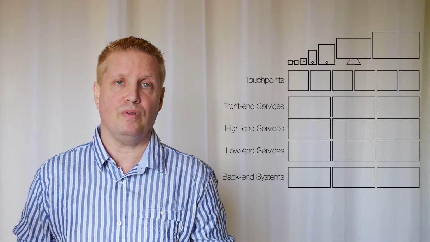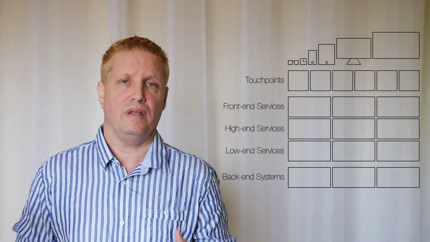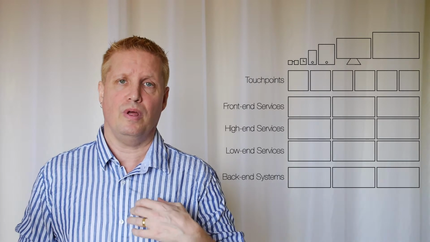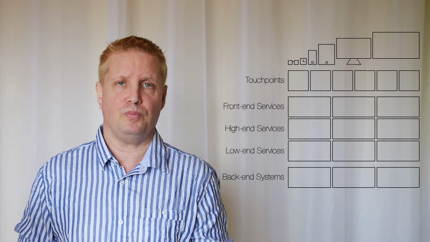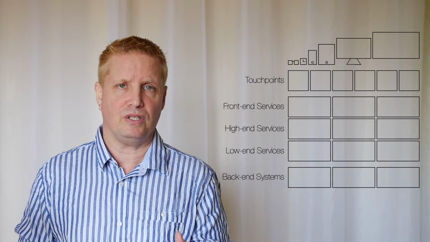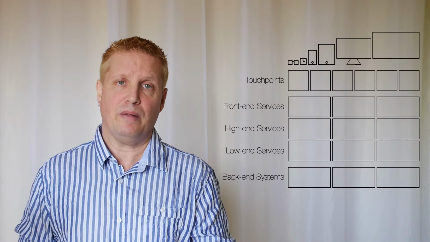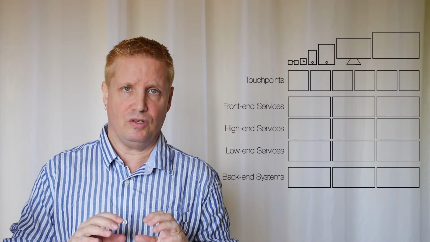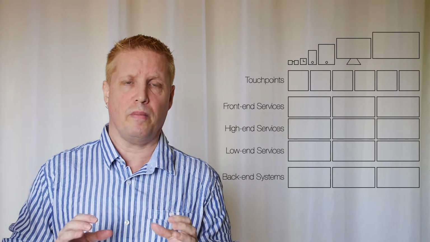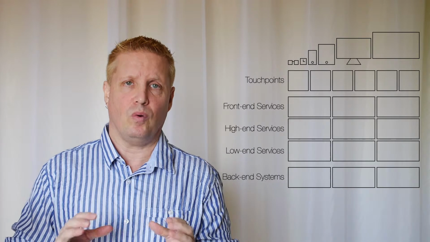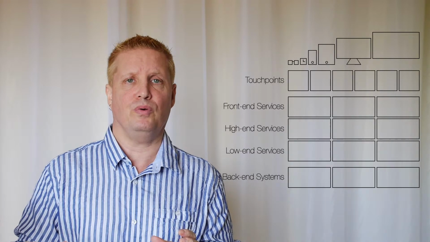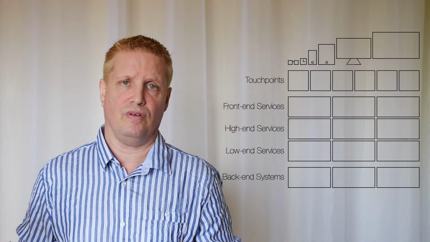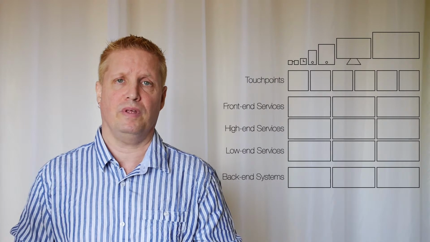And then we come to the front-end services. These are the services that should supply all the touch points with exactly the information that they need. And that means when we're talking about apps, for example, that they need to be in the most efficient format like JSON, and also that only the attributes that are needed in the user interface are returned from these services.